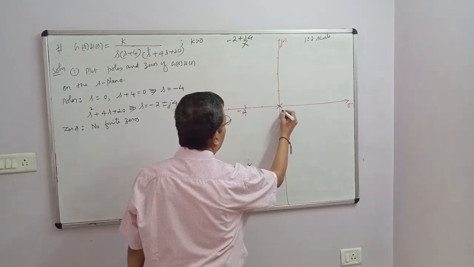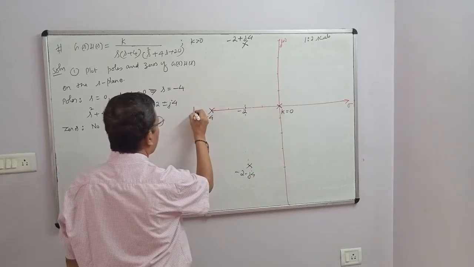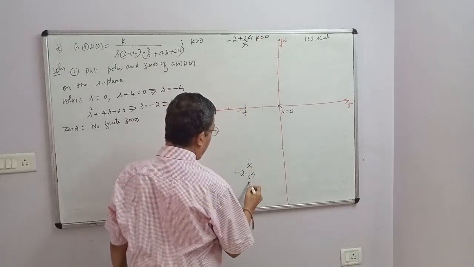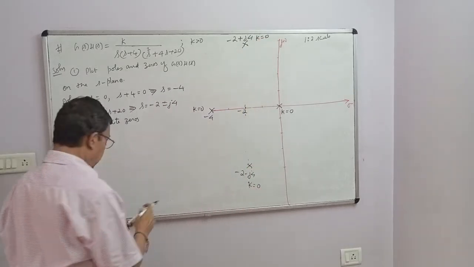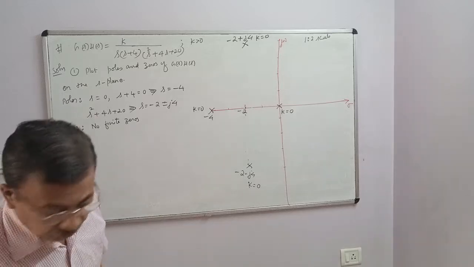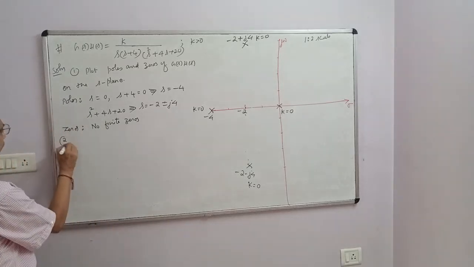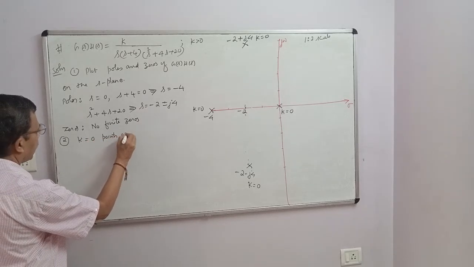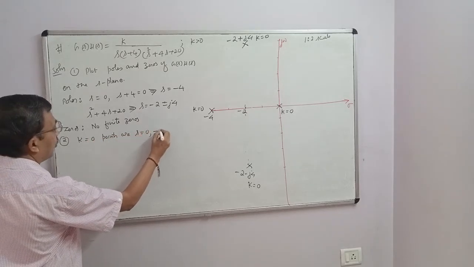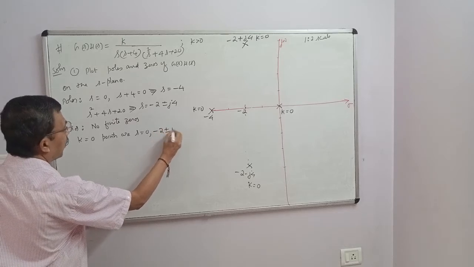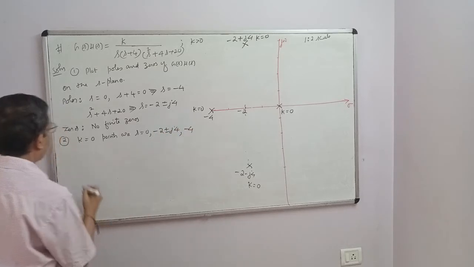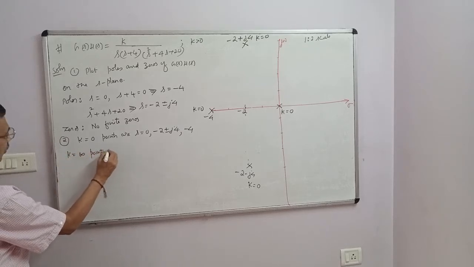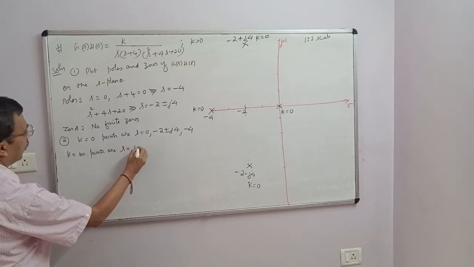Where poles are there, we will write k equal to 0. K equal to infinity points are zeros. Second step. K is equal to 0 points are s is equal to 0, minus 2 plus minus j4, comma minus 4. K equal to infinity points are s is equal to infinity.